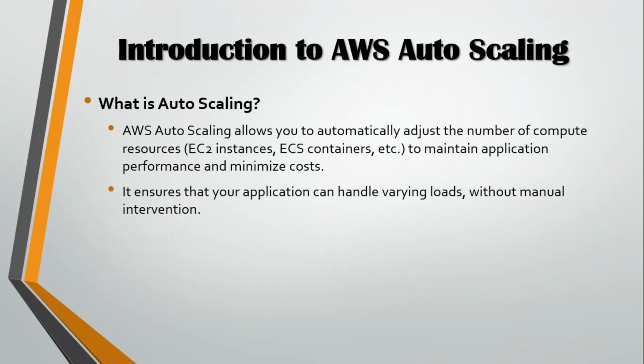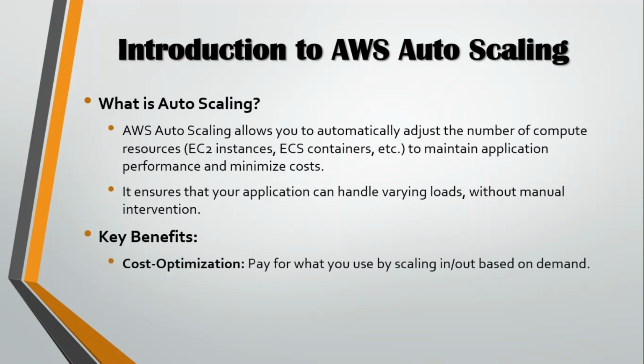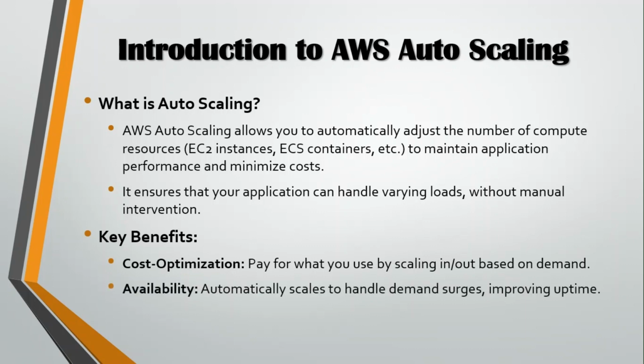With AWS autoscaling, you benefit in a few key ways. Cost optimization. You only pay for what you use, scaling your resources based on demand. Availability. Autoscaling ensures your application can handle traffic spikes and keeps it running smoothly. Elasticity. You can scale your infrastructure up or down depending on how much traffic or load your application is receiving.